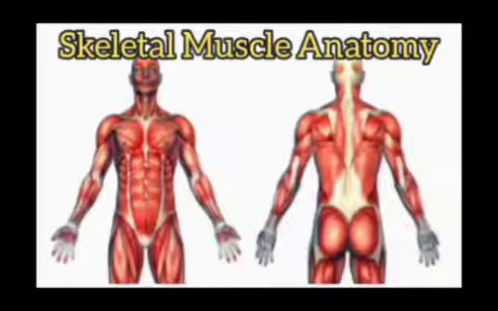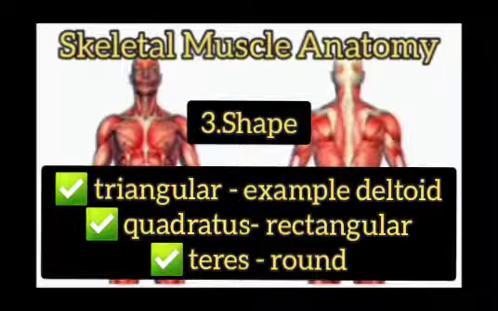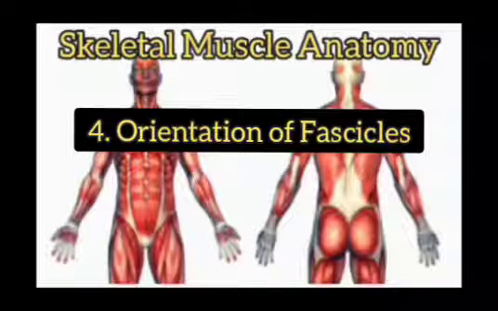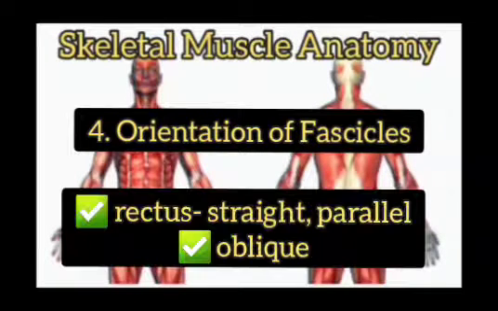The next, the shape. The deltoid muscle is triangular in shape. A quadratus, quadrate muscle is rectangular, and a teres, round muscle is round. Next, orientation of fascicles. A rectus, meaning straight or parallel, muscle has muscle fascicles running in the same direction as the structure with which the muscle is associated, whereas the fascicles of an oblique muscle lie at an angle to the length of the structure.